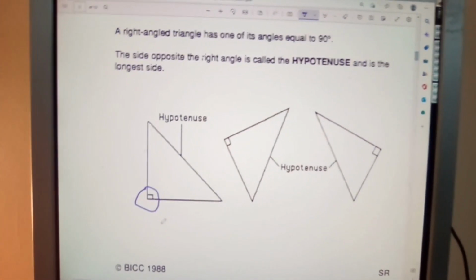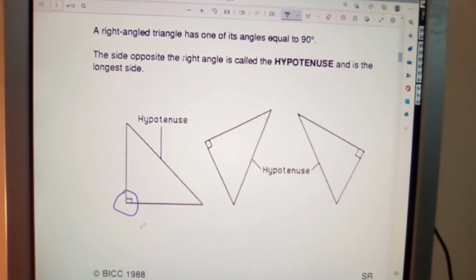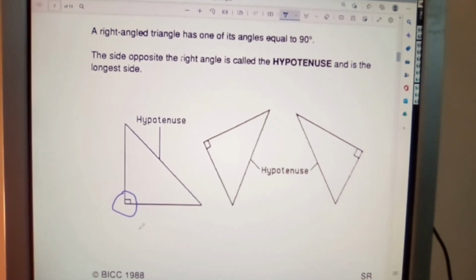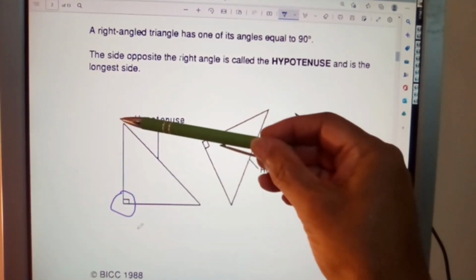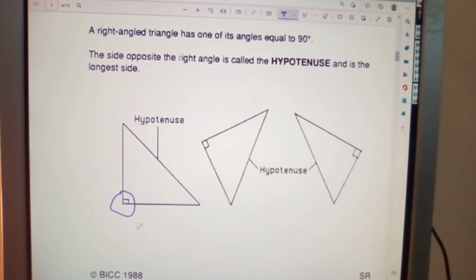This here becomes the hypotenuse, because that is the longest side. It doesn't matter how you rotate it, turn it around, twist it about, it will still be the hypotenuse.